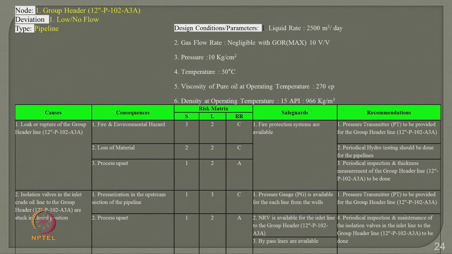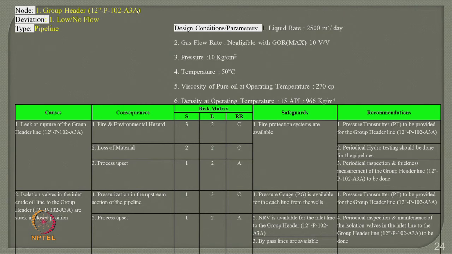Now, let us look at the sheet available to you on the screen. This sheet already focuses on a specific node selected from the given process flow diagram. Now I have selected the group header. The nomenclature given to this is number 1, which is generated automatically by the software. The group header consists of a 12 inch pipeline, node designated as 102 A3A classification. So this can be taken from the standard database available in the software.